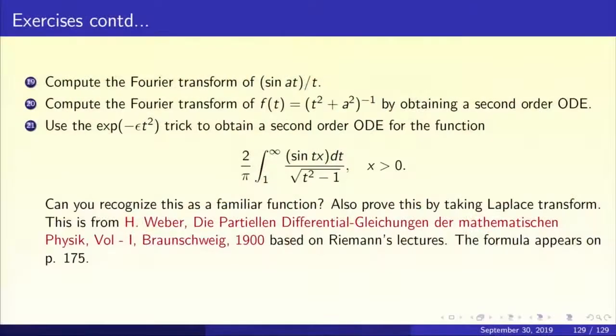This last example has been taken from the book of Hans Weber, which is written in German, on the partial differential equations of mathematical physics, first volume. It's based on Riemann's lectures and this formula appears on page 175.